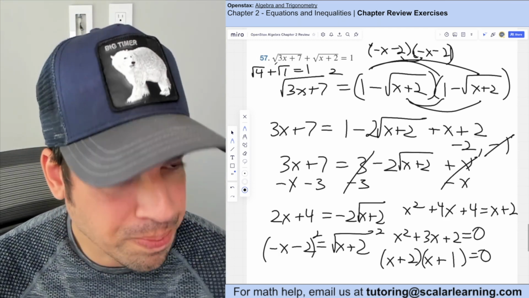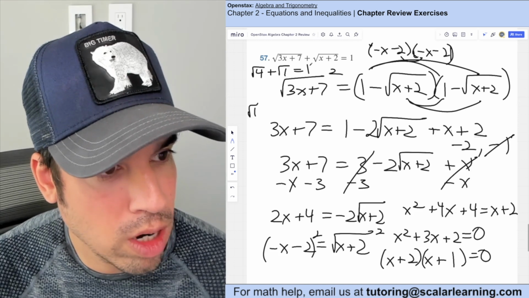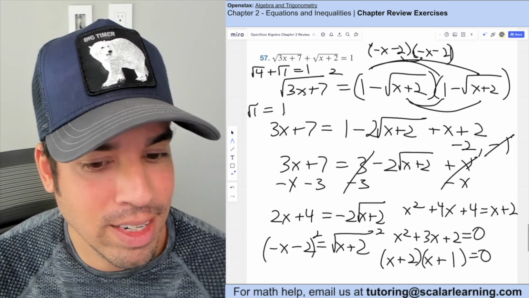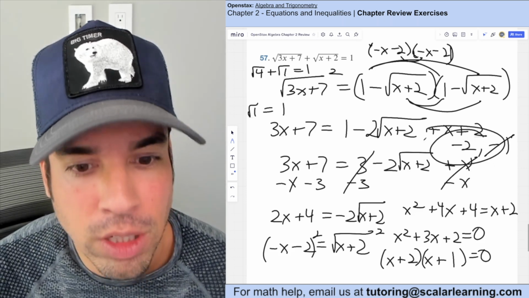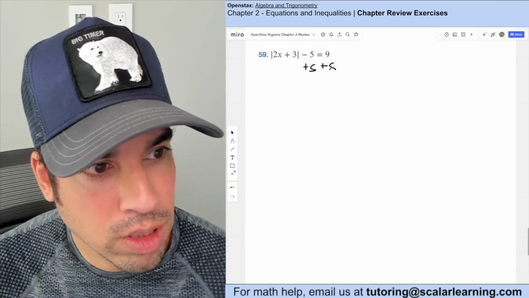What about negative 2? Negative 2 times 3 is negative 6 plus 7 is 1. Negative 2 plus 2 is 0. Square root of 1 is indeed 1. So negative 2 is the solution. Boom, done.